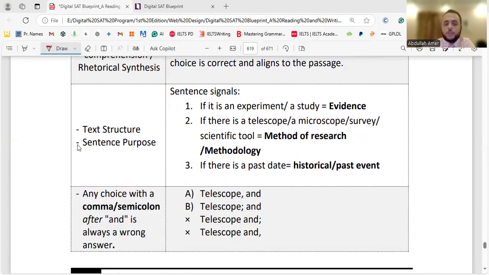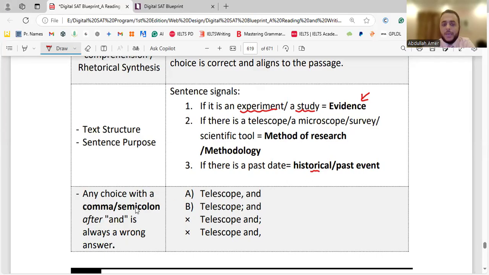In text structure and text purpose, make sure that if it's an experiment, there are some sentence signals. If you're being asked about an experiment or study, you're searching for evidence. If there's a telescope, microscope, survey, or scientific tool, you're searching for a method of research or methodology. If there's a past date, or it dates back centuries, we're talking about historical or past events.